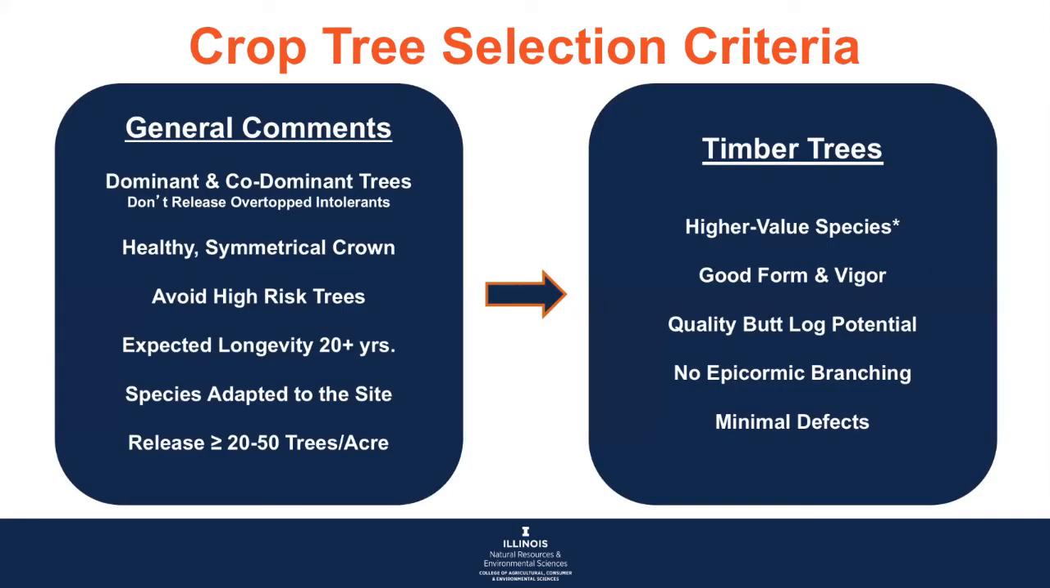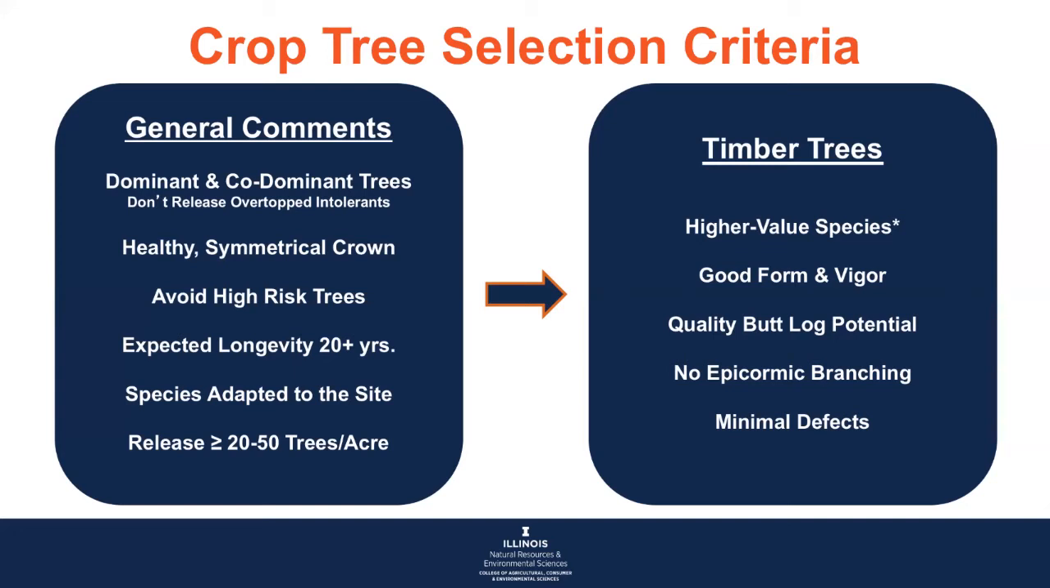So crop tree selection criteria, some general comments. When we select crop trees, we're only focusing on dominant and co-dominant trees. We're not releasing overtopped trees. So trees in the understory, so trees with a suppressed canopy, we don't release those, okay? They're not good release candidates. We also want to only release trees that have healthy symmetrical crowns, avoid high risk trees, only invest your release efforts on trees that will live probably another 20 years.